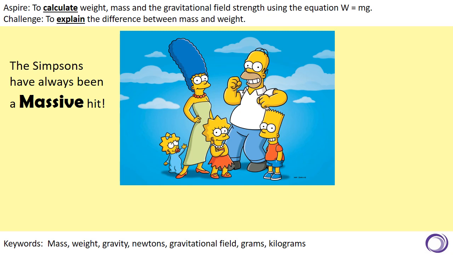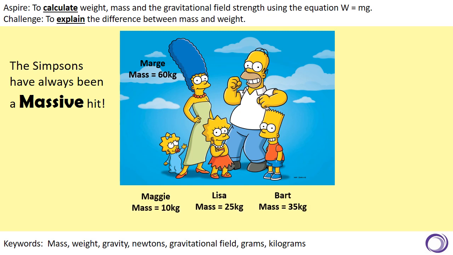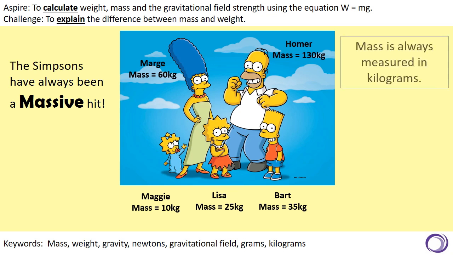So Simpsons, they've always been a massive hit. See what I did there? So I'm going to tell you the masses. Marge has a mass of 60 kilograms. Maggie 10, Lisa 25, Bart 35, and Homer 130 kilograms. That's their mass. So mass is always measured in kilograms.